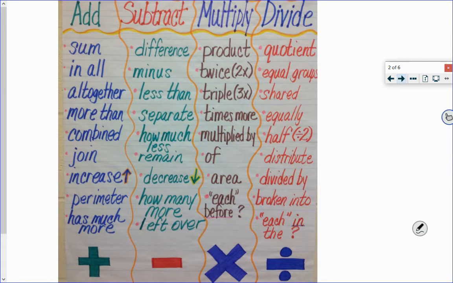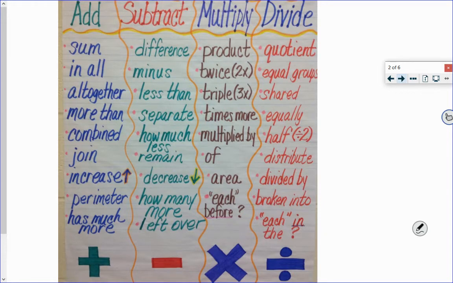Difference, minus, less than, separate, how much more, usually is with that, how much less, how much is remaining, decrease, there was how many more, and how much is left over. Those are subtract words. Product, for multiply, twice, triple, times, multiplied by, of, area, each, sometimes. And then division: quotient is the answer to a division problem. Equal groups, shared equally, half, distribute, divided by, broken into, each in the. Split is also another word. It's not there. That would be a divide word.